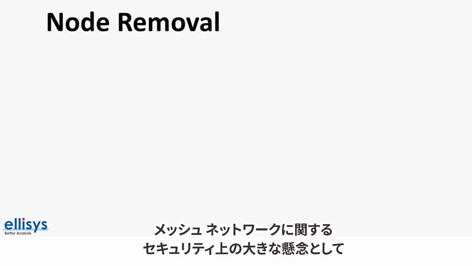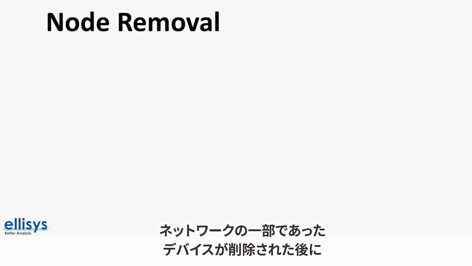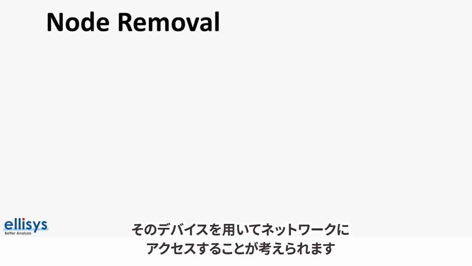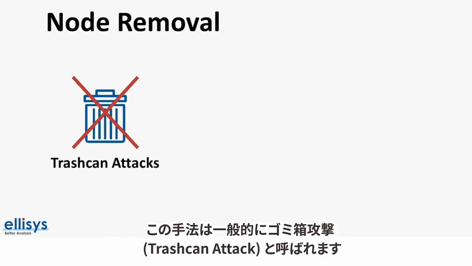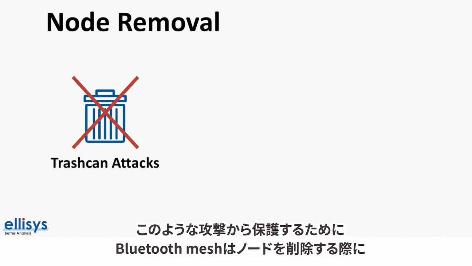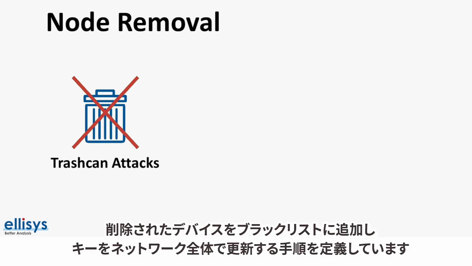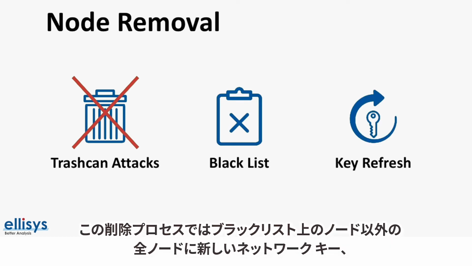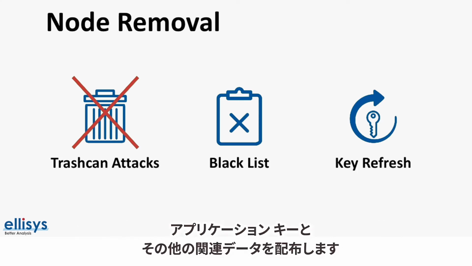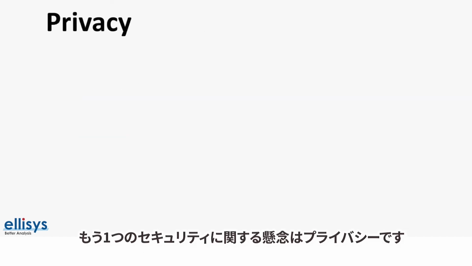One major security concern with a mesh network is gaining access to a network via a discarded or removed device that used to be part of the network. This can be accomplished via gaining access to the keys that are stored within that device, and is often referred to as a trash can attack. In order to protect against such attacks, Bluetooth Mesh defines a procedure for removal of a node where the device is added to a blacklist and the keys are refreshed across the network. This process distributes new network keys, application keys, and other relevant data to all nodes except those that are on the blacklist.